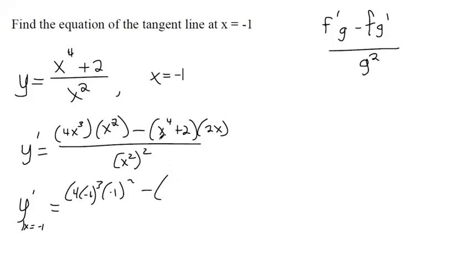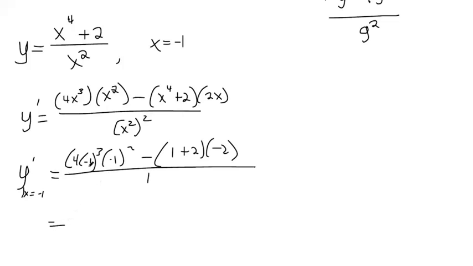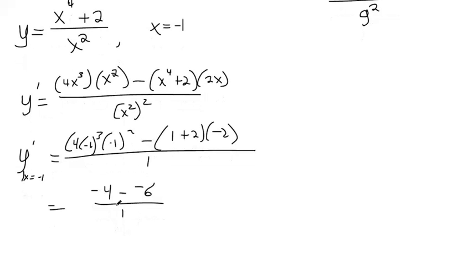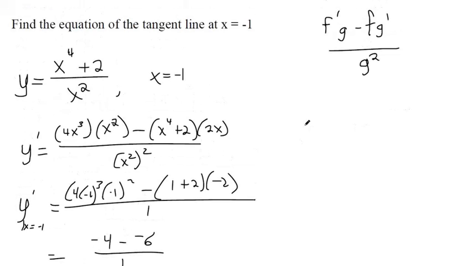Here, look, -1 to the fourth is +1, right? And then 2 times -1 is -2. And then -1 squared is 1, 1 squared is 1. So that's -4 times a +1, so that's -4 minus 3 times -2 is -6. So -4 plus 6 is 2. So I get a slope of 2. Sometimes I get that wrong, so let me check. Okay, yep, that is what the slope is supposed to be.